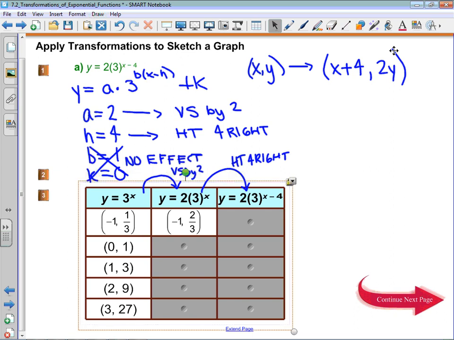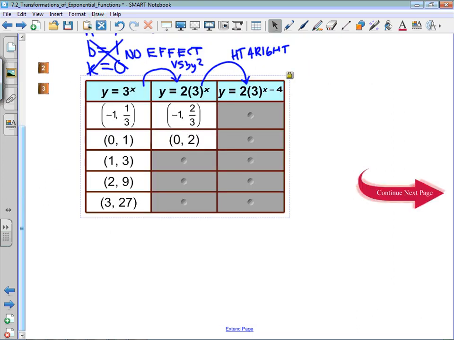So what we can see happening in this table is there's nothing really complex, I would argue, happening between the first and the second column. We are just multiplying those y values by 2. So 1/3 times 2 is 2/3, 1 times 2 is 2, and so on. For the third column, though, I am going to take these points that I kind of pointed at in red, and I'm going to add 4 to all the x's.